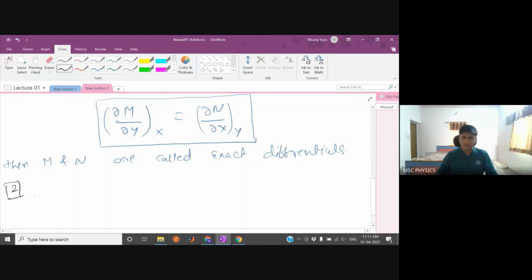Now let's move to the second mathematical theorem, which we are not going to use today, but we will be using it at some other time. Okay, so if f is a function of x, y, z, and x, y, and z have some relation between them.